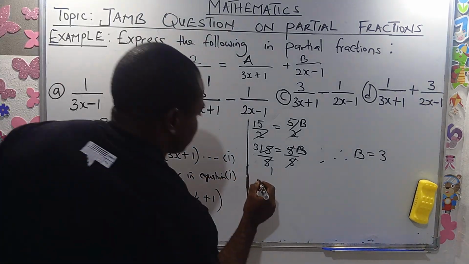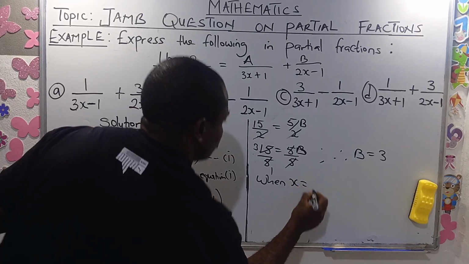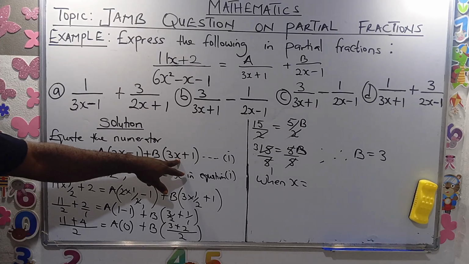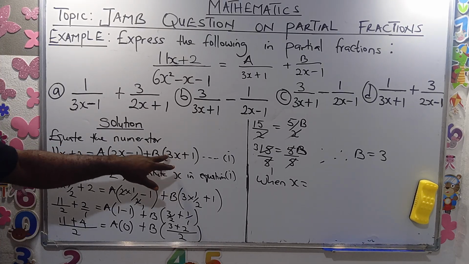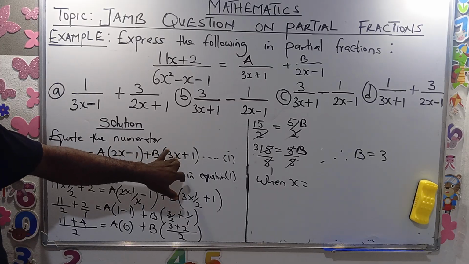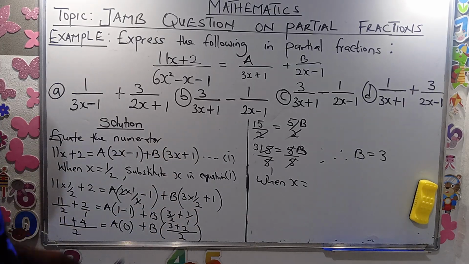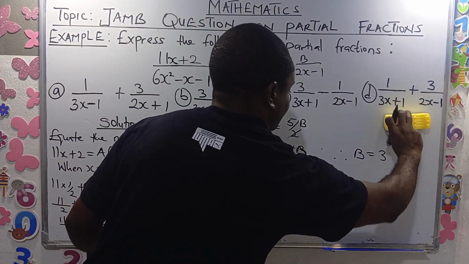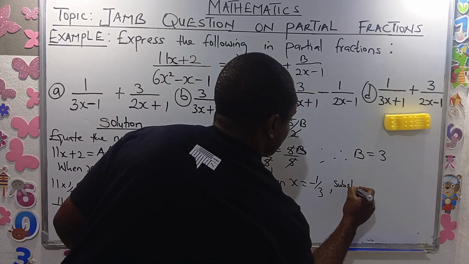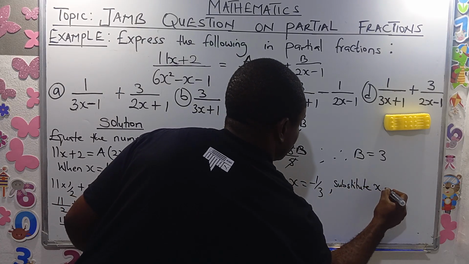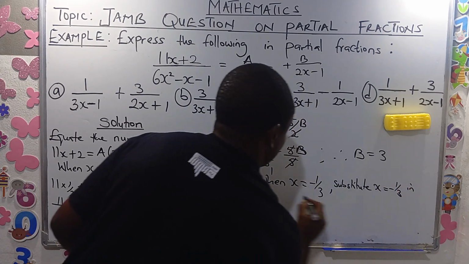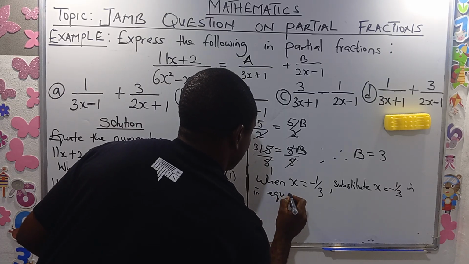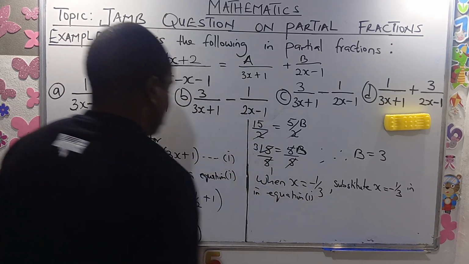We now go back. To cancel B out, it will be when x equals minus 1 over 3. You have to introduce a negative so that it will have a negative value. Negative 1 plus 1 will now cancel out. And so when x equals minus 1 over 3, substitute x equals minus 1 over 3 in equation 1. What's equation 1? You can see it here.